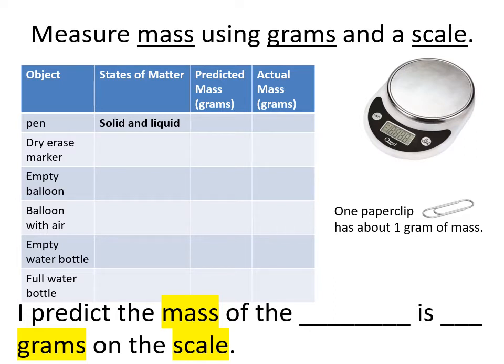For example, a pen contains both a solid and a liquid. We predicted the mass in grams, and then we measured the actual mass in grams of each object. So when we made our prediction, we said, I predict the mass of the blank is blank grams on the scale.